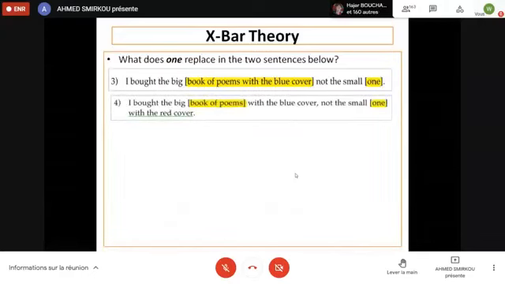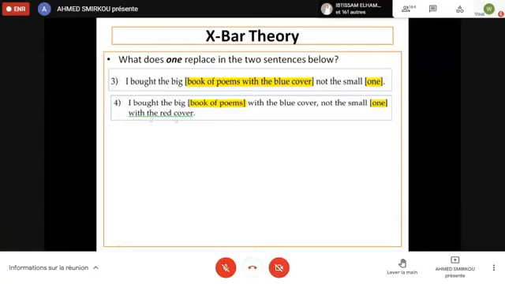Now, look at the other example. I bought the big book of poems with the blue cover, not the small one with the red cover. Now, here, what does one replace? Book of poems. So here, one replaces only book of poems.